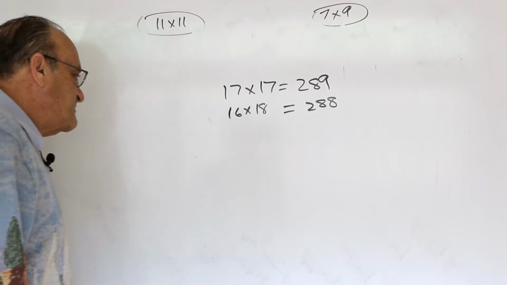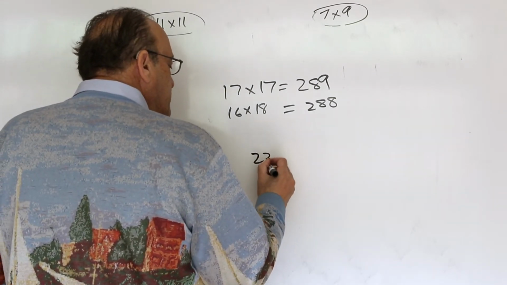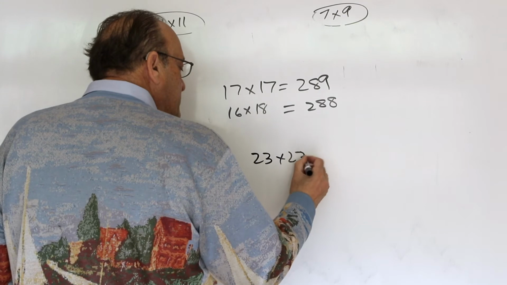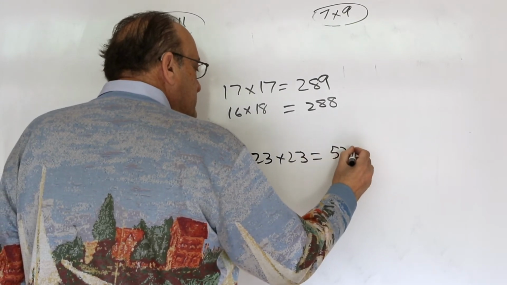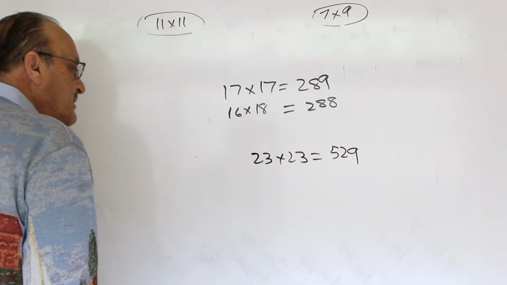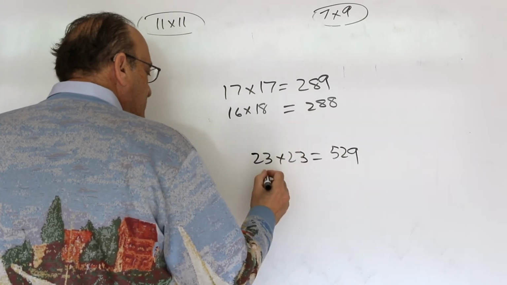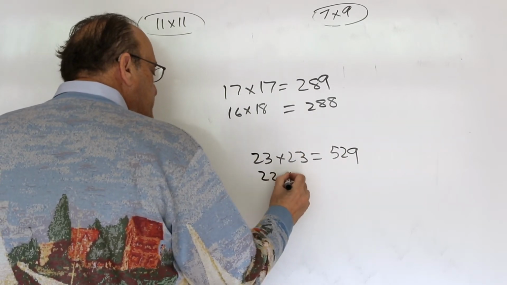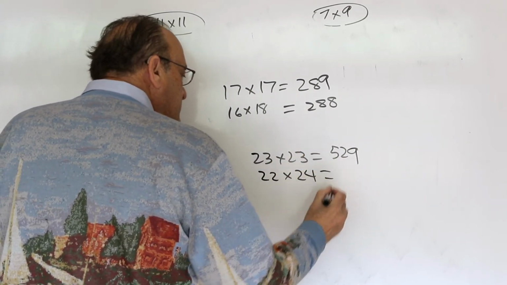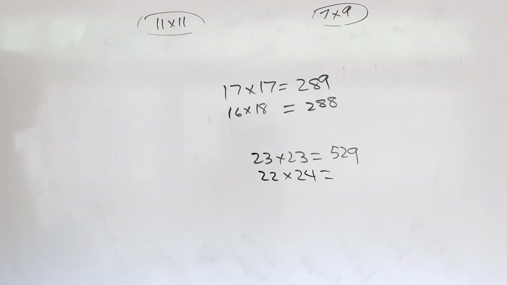Or I might say, okay, suppose I tell you that 23 times 23 is 529. Okay, what would 22 times 24 be? So I'll test them on their understanding of the pattern.